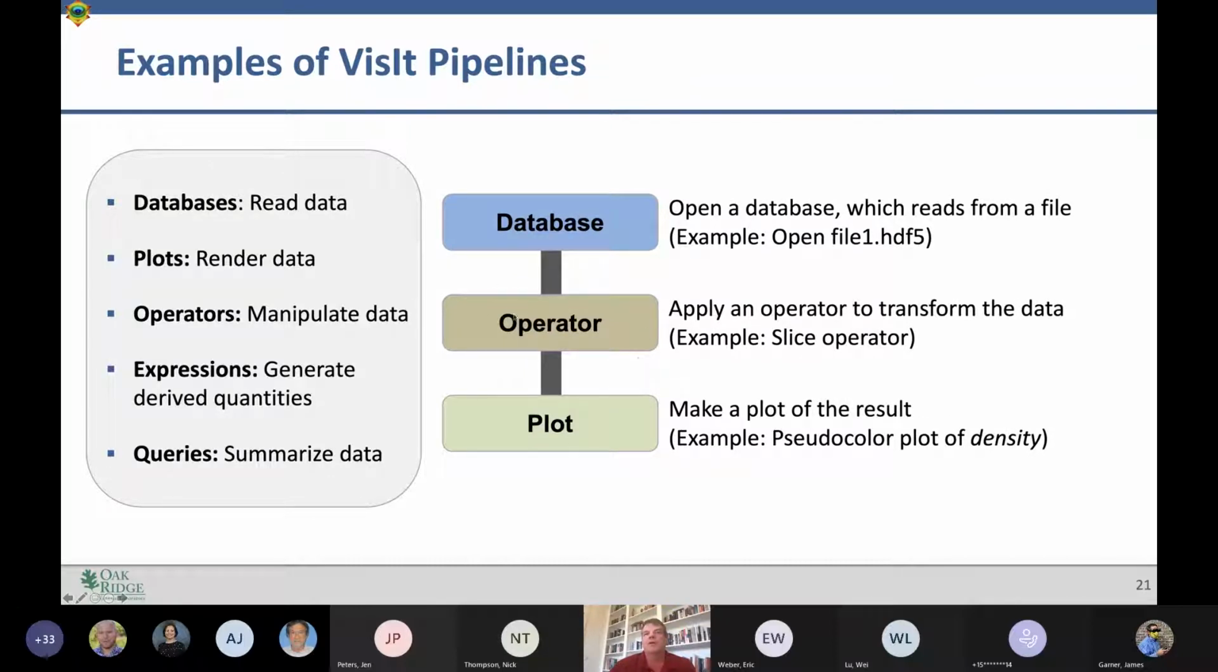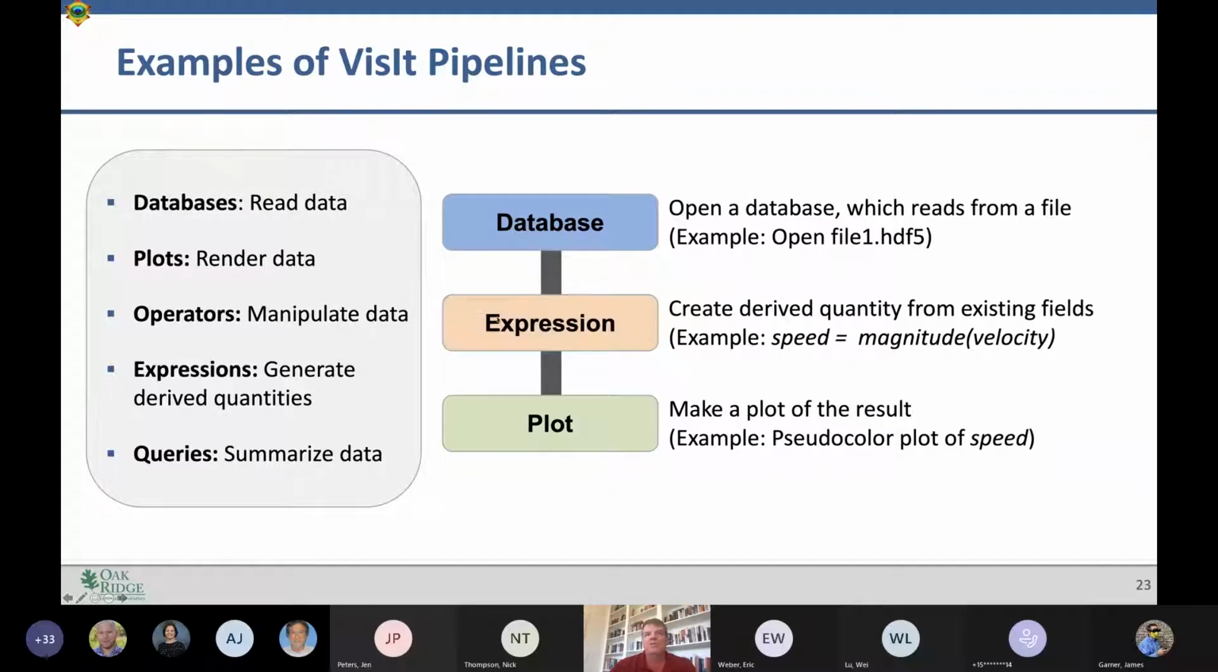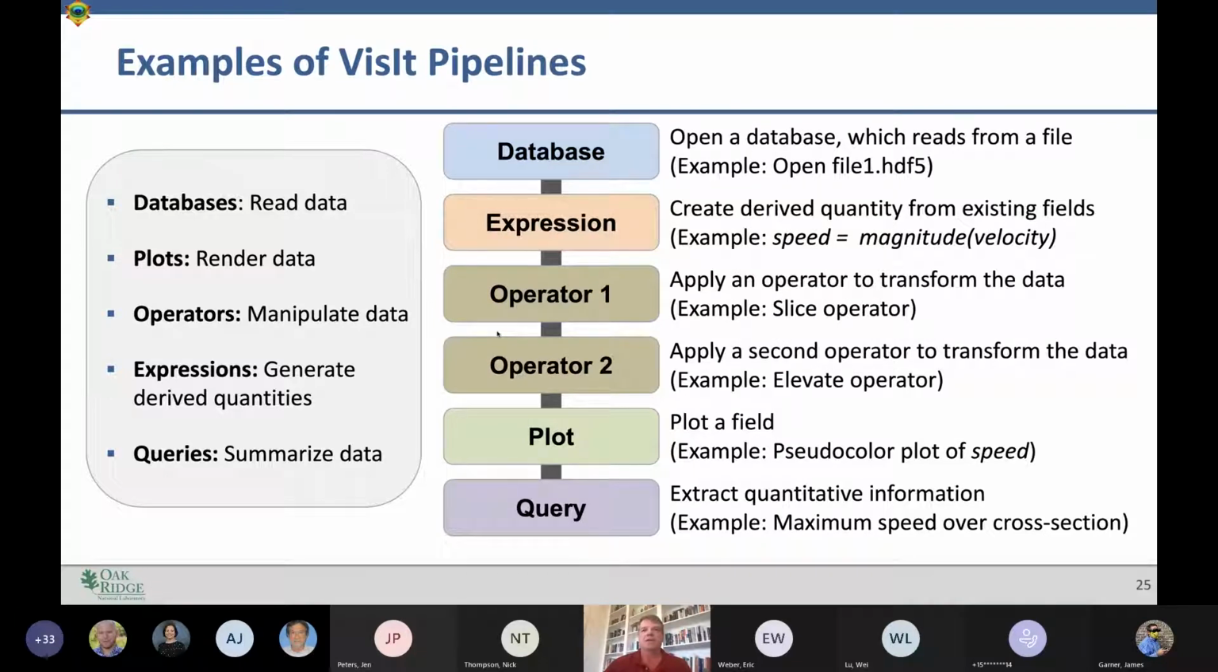So typically what you do is you'll open up a database, and then you'll plot it, or you could also stick an operator in there to change the data before it's plotted. And you can stagger these together. You can do a bunch of operators. So for instance, you could slice it, and then you could elevate it, and then you could render the density variable, for example. The other thing that you can do is from the data that you read in, you create some expressions, which effectively creates new variables that you can use in your analysis and visualization. So yeah, these can get quite complicated. You can mix and match all these things and even throw a query in at the end.